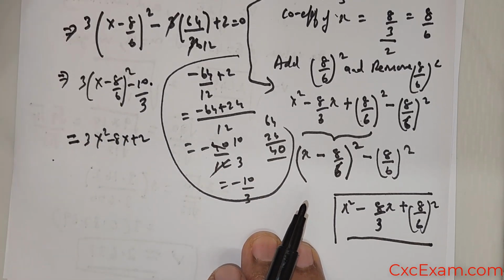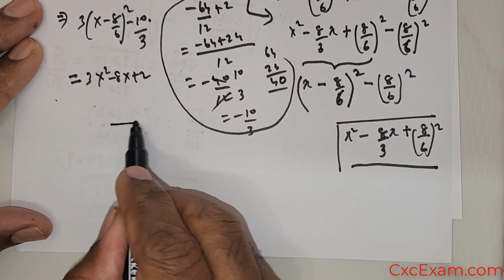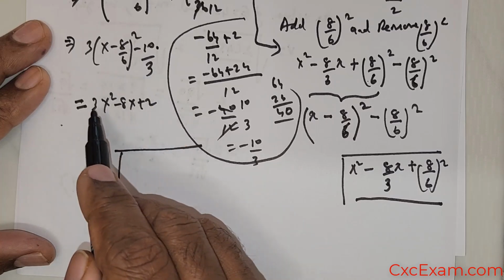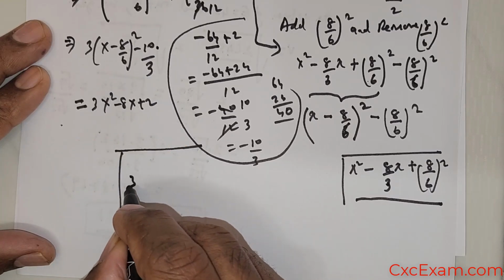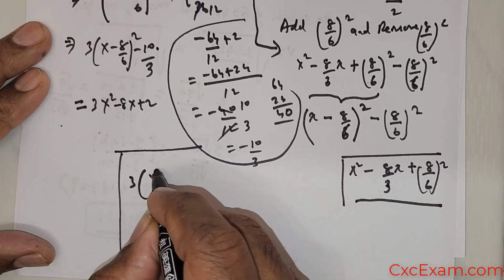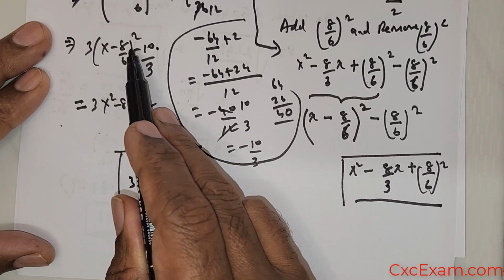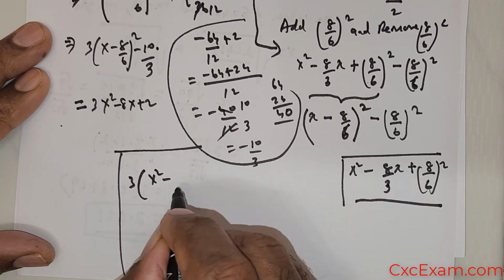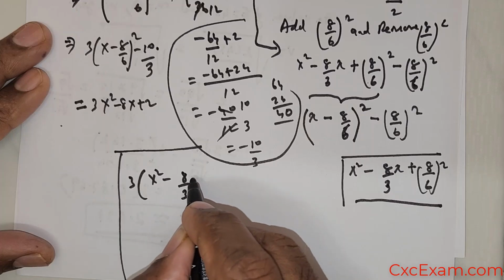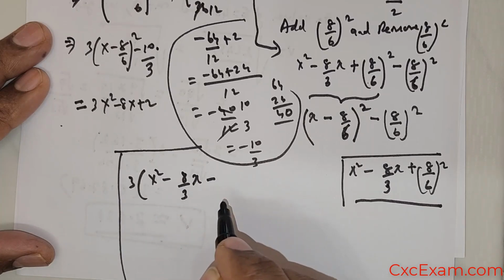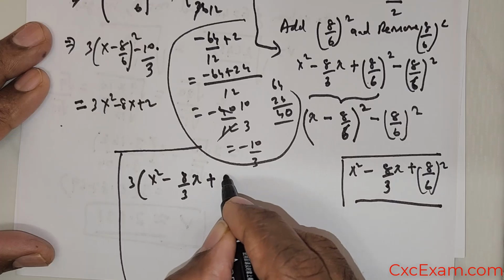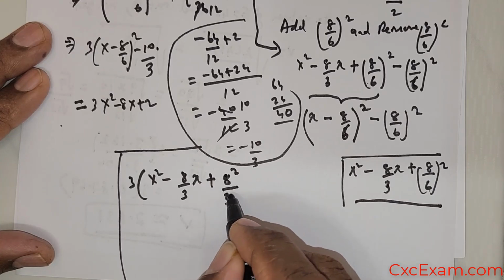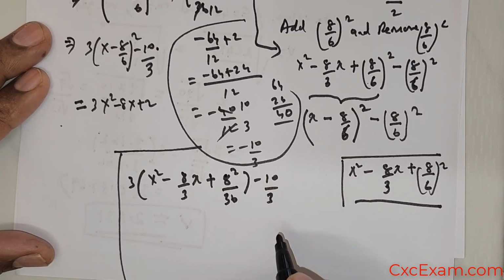Now some of you might be wondering, are you sure? So for them, I'm going to give the check here. If I were to expand this and simplify, I have to get this. So let me do that. 3 times, I'm going to expand this. I get x squared minus 2 times of 8 over 6. That's going to be 8 over 3 times x plus 8 over 6 squared, right? That's going to be 8 squared, and 6 squared is 36, minus 10 over 3.